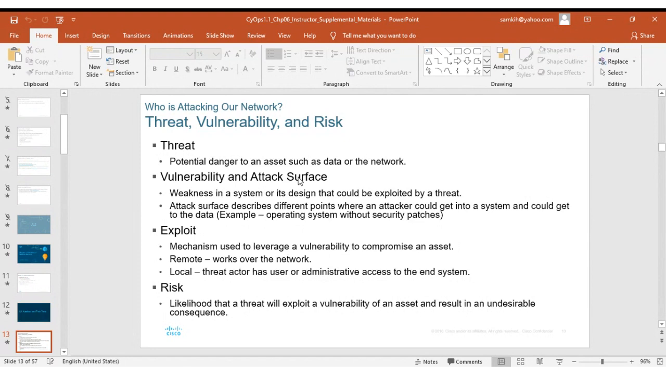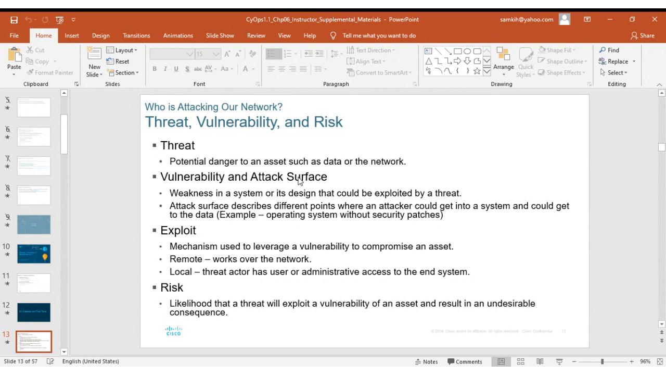So let's start off with threats, vulnerabilities, and risk. We said that a threat is just a potential danger to an asset, such as data or a network. Remember that an asset can be anything on your network, maybe your computer or your devices on the network. So it's just a potential danger to those particular assets.